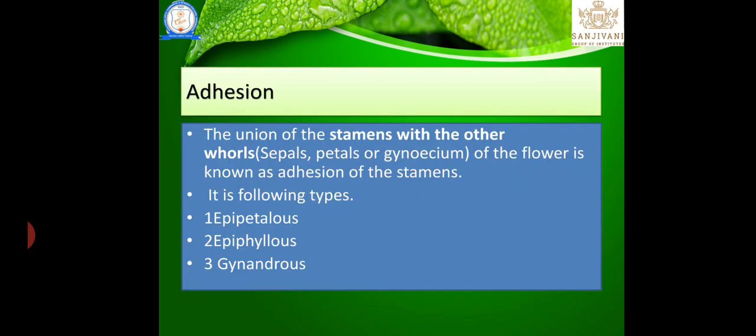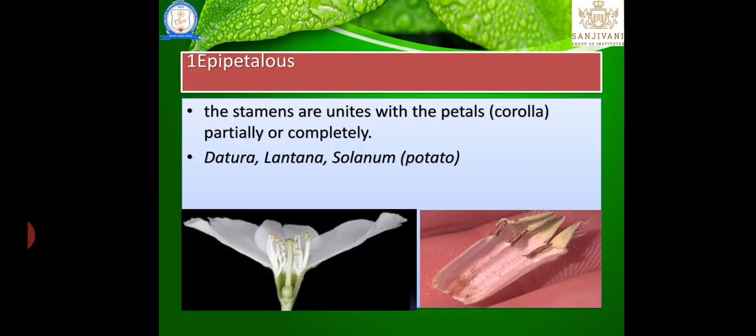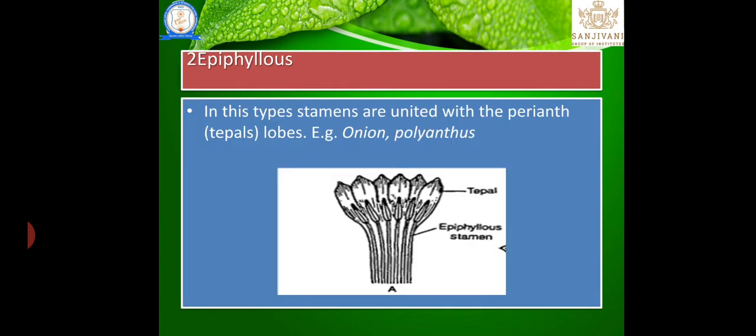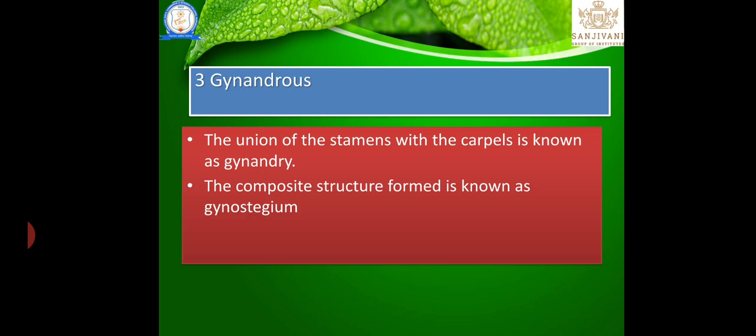Adhesion: the union of stamens with other whorls, sepals, petals, gynoecium, or other parts. That is epipetalous, epiphyllous, and gynandrous. Epipetalous: the stamens are united with petals partially or completely. In the figure we can see that this is known as epipetalous. Epiphyllous: stamens are united with the perianth, for example onion or polyanthus. Gynandrous: union of stamens with the carpel.